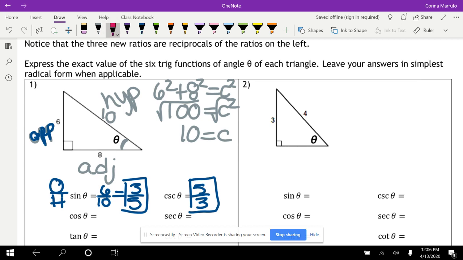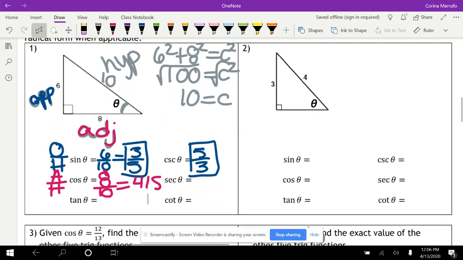So let's try the next one, your cosine. Your cosine function is going to be your adjacent side over your hypotenuse. So I'm going to put here a over h. And so my adjacent, we already said, was 8, and my hypotenuse is 10. So it's going to be 8 over 10. But we can reduce 8 over 10. If we reduce it, it becomes 4 over 5. Sorry, I didn't leave myself enough space. And then your reciprocal function, which is secant, is going to be 5 over 4.